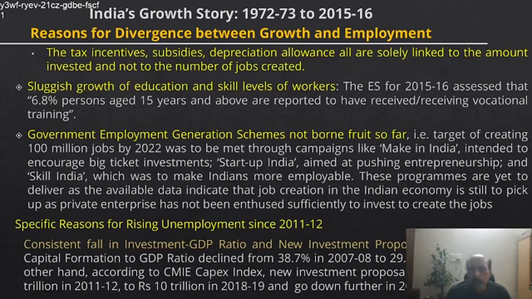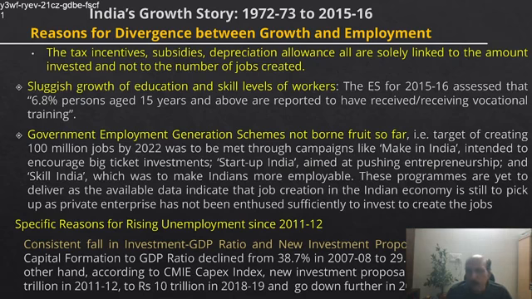Other important reasons, which we may call specific reasons after 2011-12, led to the fall in employment or stagnation in employment generation. One important area is the fall in capital formation. Gross fixed capital formation has been falling consistently after 11-12. The figures released by the CMI or the NSSO indicate that in 2007-08, we were having 38.7% gross fixed capital formation.